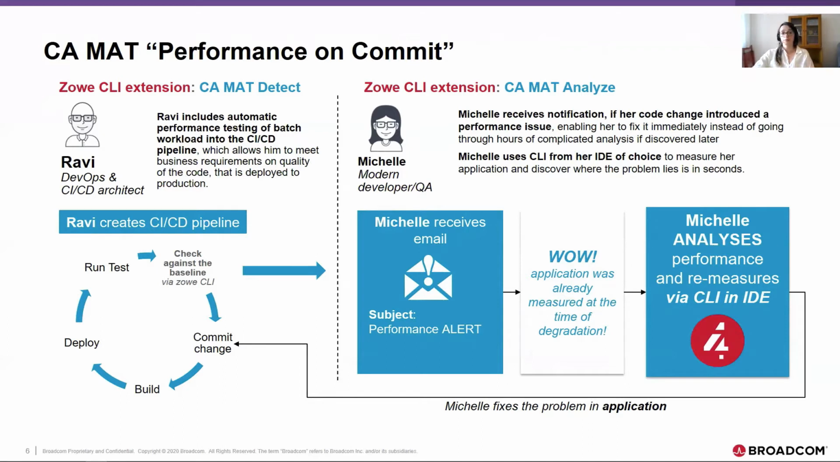The great thing about these two plugins is that they actually work together. So whenever CA-MAT Detect reports an issue, CA-MAT Analyze already has measurement data ready, because the underlying component requests a measurement for every alerted issue. So Michelle doesn't actually have to rerun the test and reproduce. She can already jump to the performance analysis, because she has the data from the time when the issue occurred.